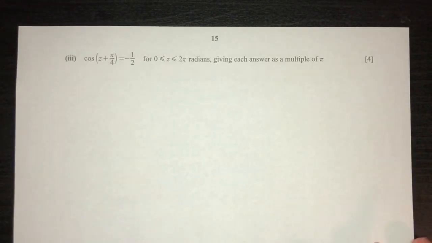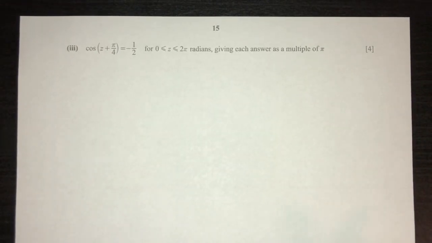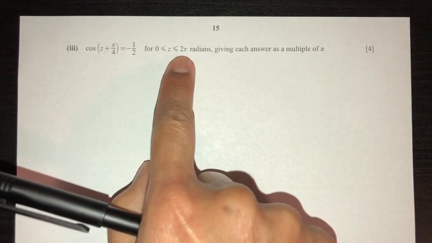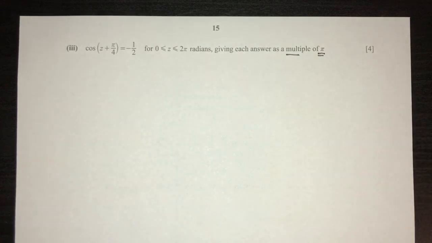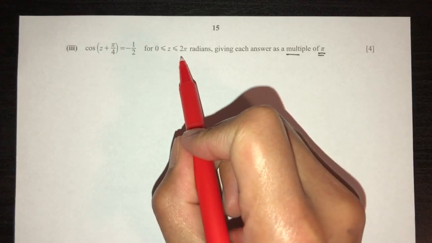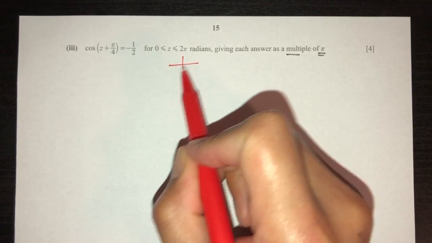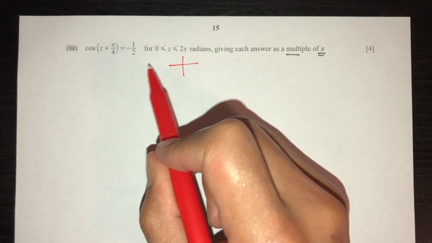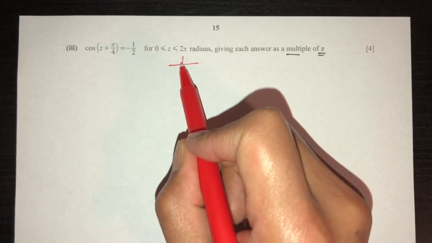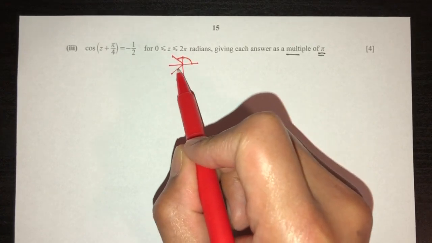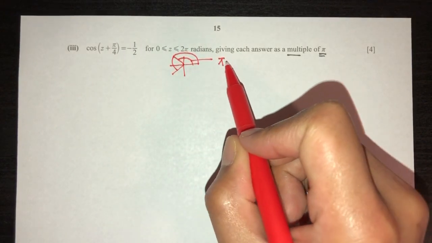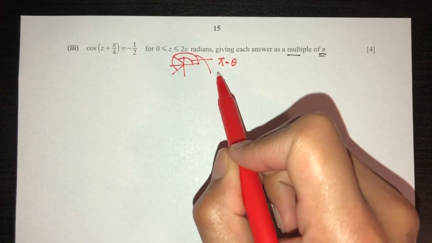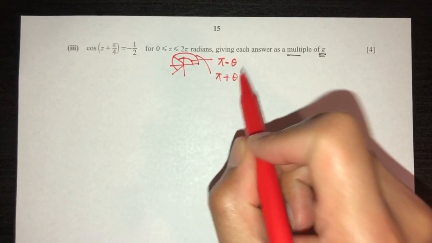Now let's move on to part 3 of this question. So we have to solve this one between this domain and giving your answer as a multiple of, in terms of pi. Okay, that's a good thing to know. Now first thing first, as you can see, it is negative here. So when cos is negative, it cannot be in the first or fourth quadrant, so you have to be in your second quadrant and your third quadrant. Second quadrant will be pi minus theta, and this will be pi plus theta.